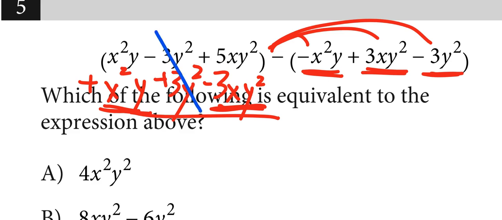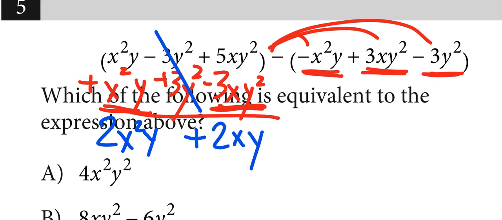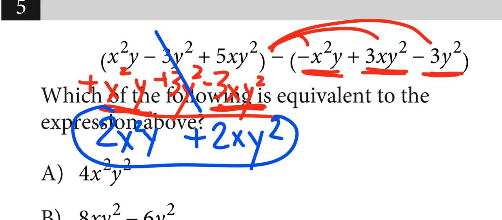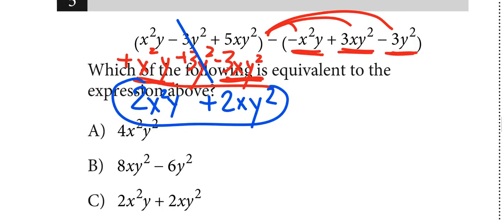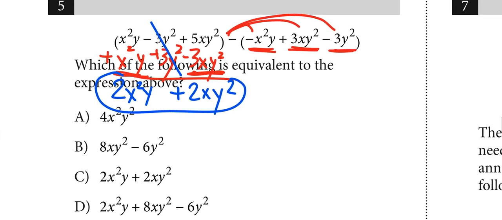Gone, right? Those disappeared. So we have 2 of these x squared y's, and we have 2 of these xy squareds. That's it. Distribute the negative and add like terms. I think putting them in vertical columns like that helps you focus your attention better.